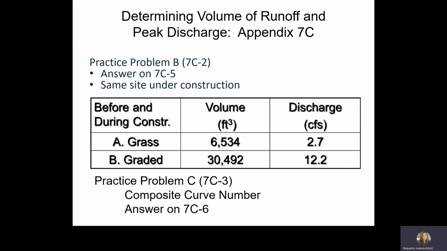Removal of the dense grass vegetation has increased the volume of runoff water from 6,534 cubic feet to 30,492 cubic feet, and has increased the discharge from 2.7 CFS to 12.2 CFS. These changes have an absolute effect on the type of soil erosion and sedimentation control measures to install, and amplifies the importance of staging a construction project to minimize the volume and peak flows to better manage erosion and sediment transport.